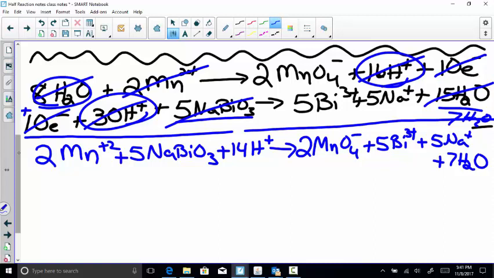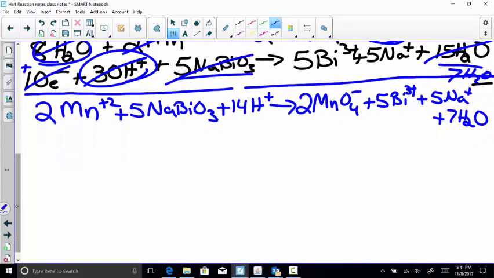And there you have it, ladies and gentlemen. You have a balanced chemical reaction that is in an acidic solution. This is why it's acidic, because of that right there.